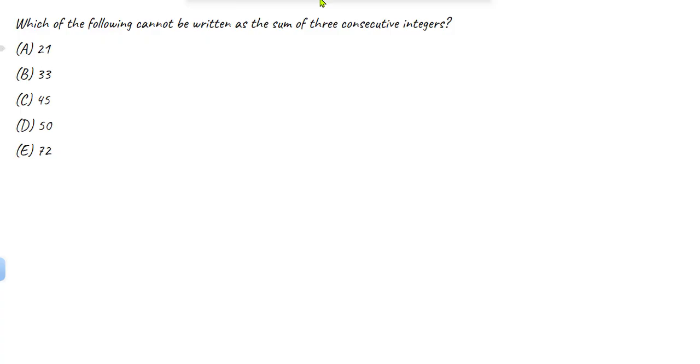So 21 is divisible by 3, it's 3 times 7. This one is 3 times 11, this is 3 times 15, and 50 is none, because the others are 3 times 2 and 3 times 4, so 24, right? The answer is 50.